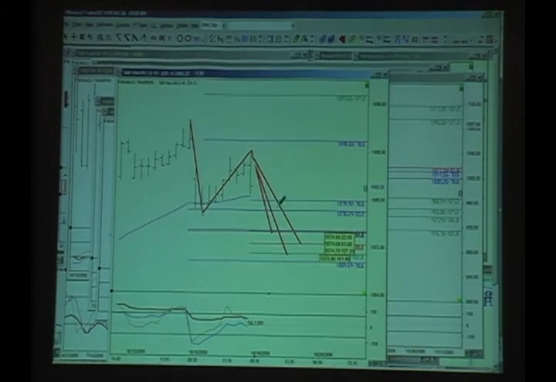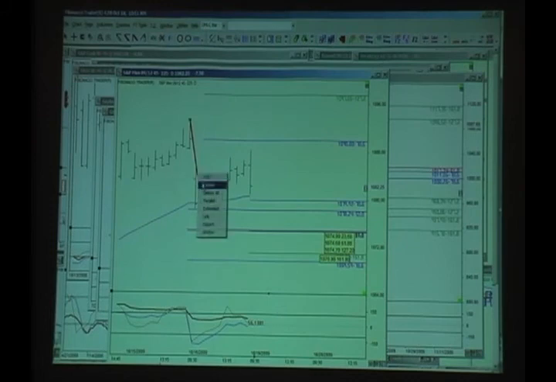Now, what would give us a relative degree of assurance that that is going to be tested? First of all, assuming we don't have a big gap down tomorrow morning, what would we look for? Okay, now I erased too many things. What would we look for to give us the idea that that downside area might be tested? Anyone have an idea?